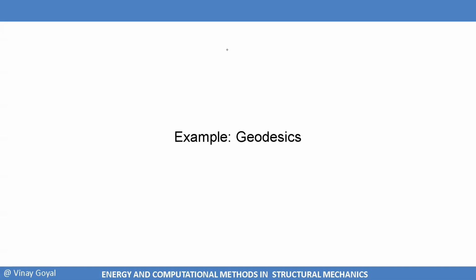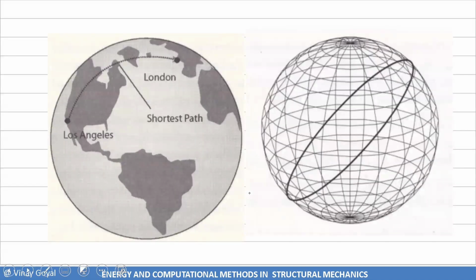Now let's look at the example of geodesics. Say I'm in LA and I want to travel to London, and I want to find the shortest path, basically the least time to go from this point to this point. But I have to do it on the surface; I cannot go through Earth. I have to go along the atmosphere from this point to this point, and so I want to find what the curve looks like.